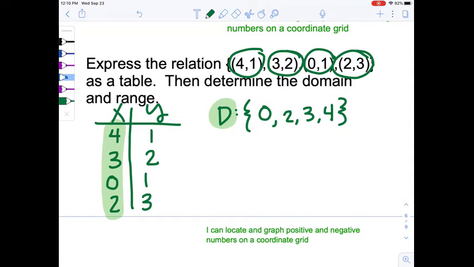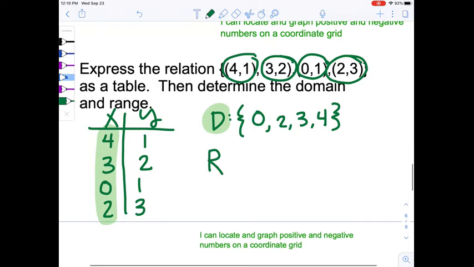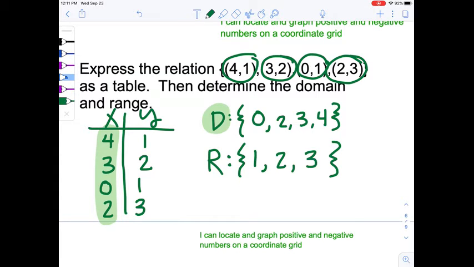Then for my range values, I'm going to take the y values and sort them from least to greatest. So I have 1, 2, 1, 3. Since there's 2 ones, we only have to write that down one time. So we have 1, 2, 3. And remember, my range values are all of my y values.